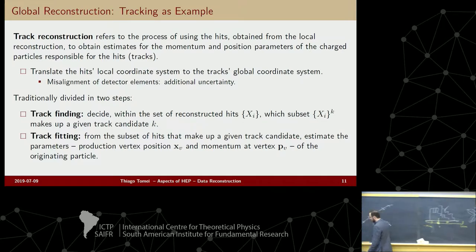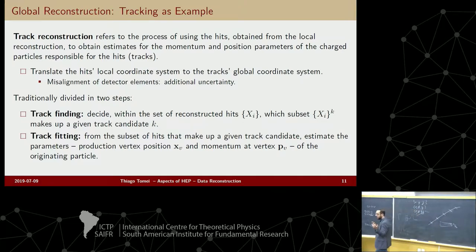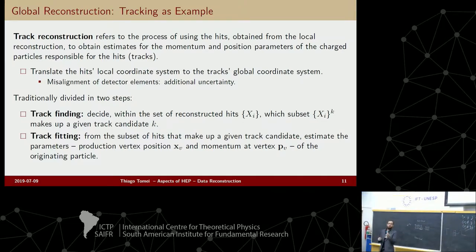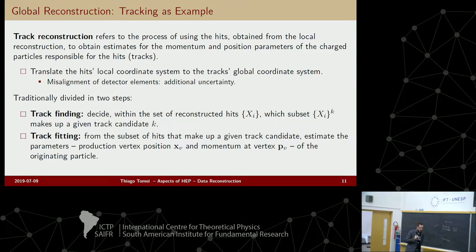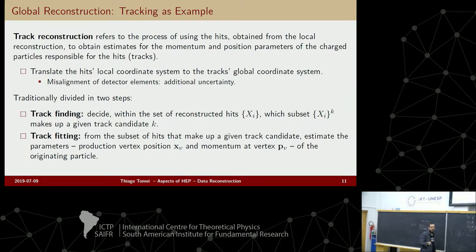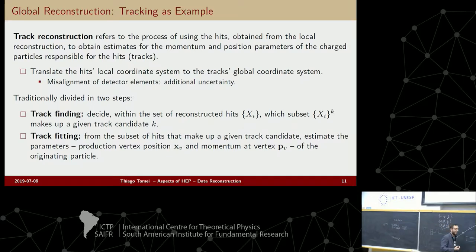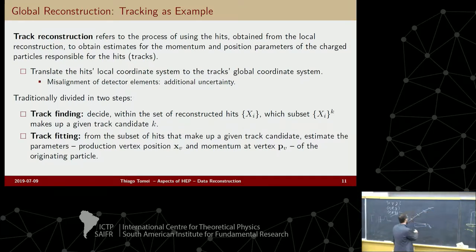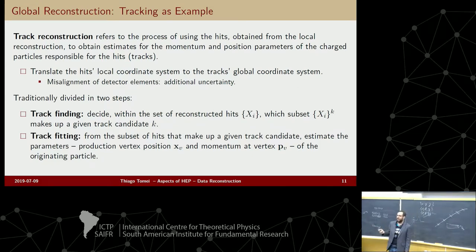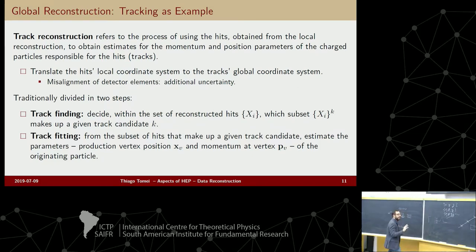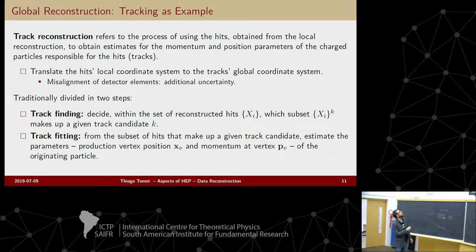Now the second part is how to put the hits together, and that is global reconstruction. And now I'm going to again switch to the harder thing. Let's talk about tracking. Tracking is exactly this thing that I drew here. It literally just connects the dots, but it connects the dots, extreme championship edition. Your idea is to obtain estimates for the momentum and position of the charged particle that made these hits.